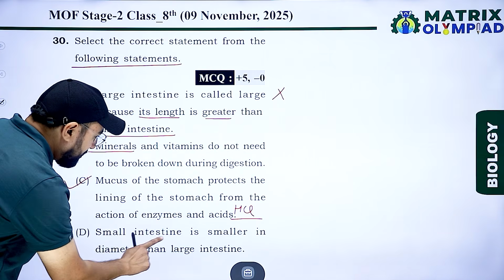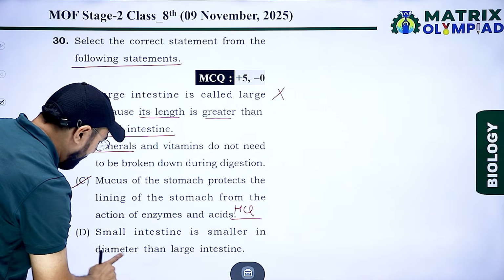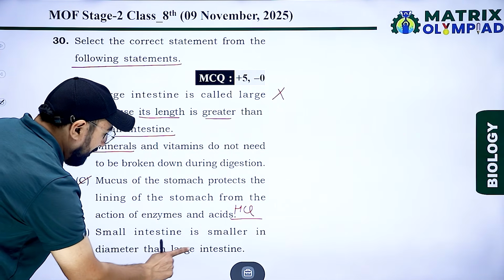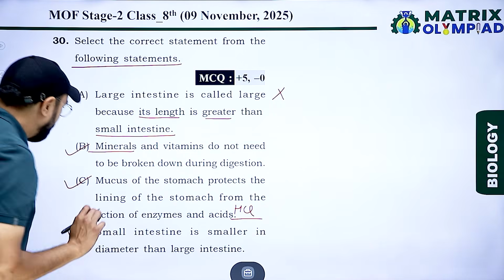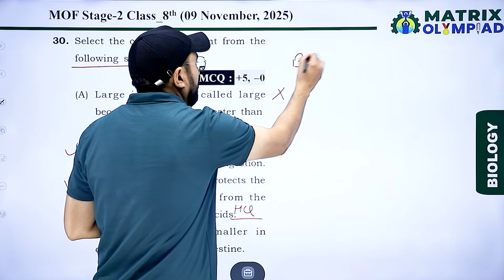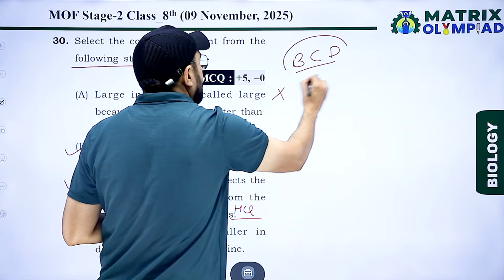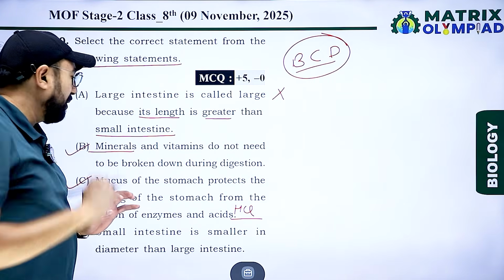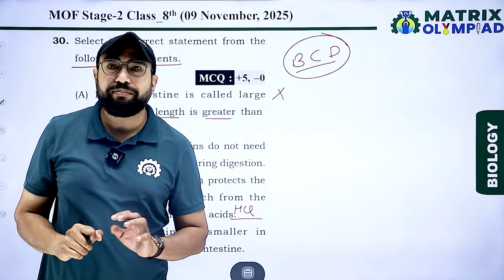D. Small intestine is smaller in diameter than large intestine. Right. Option B, C and D. B, C and D is right for this question. These are all the solutions for biology.